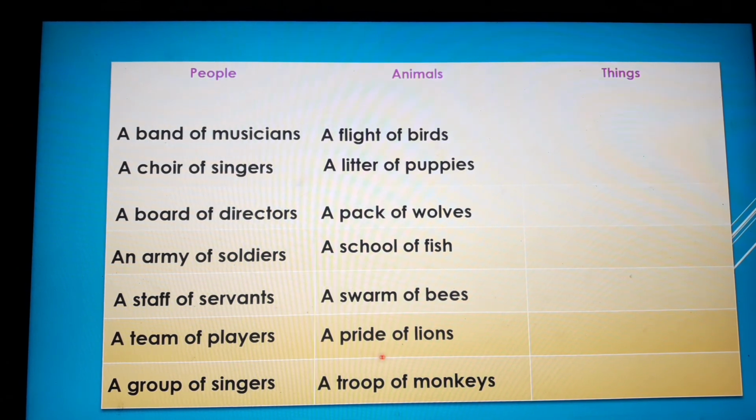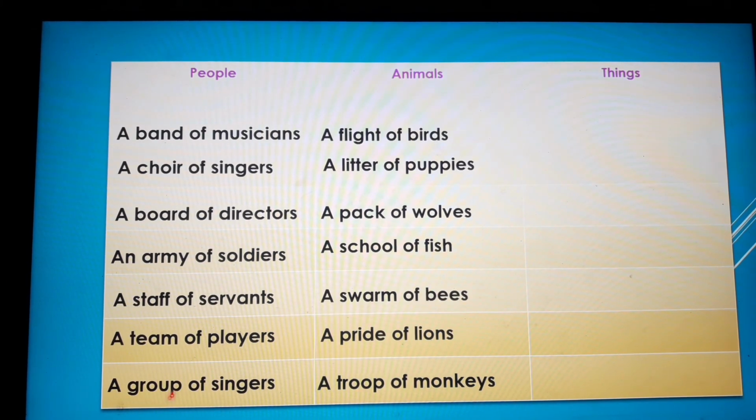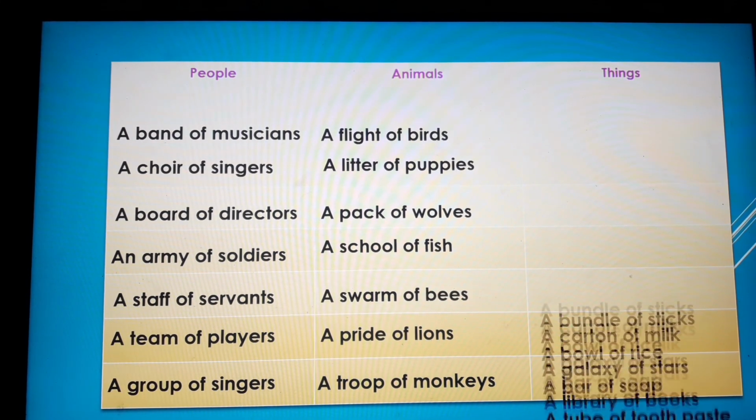Next one, a pride of lions, pride of lions. Next, a troop of monkeys. For the monkeys, we'll say a troop. Now let's go to the things.